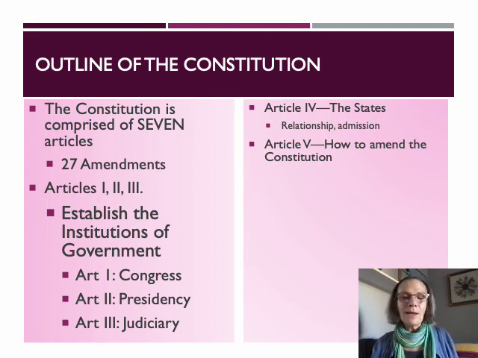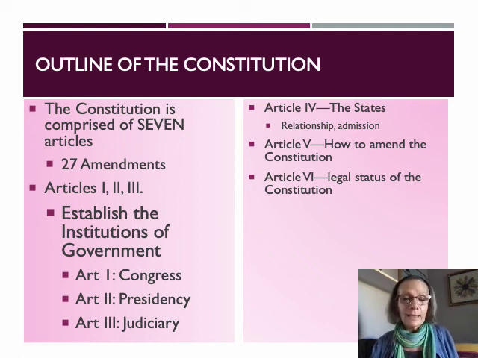Article 5 tells us how to amend the Constitution. It's extraordinarily difficult to amend the United States Constitution. That's why we have only 27 amendments. And you'll be reading about the 4 paths by which the Constitution can be amended in your textbook.